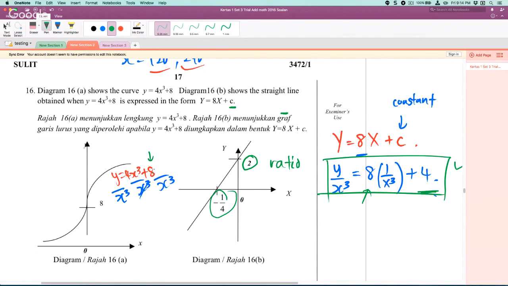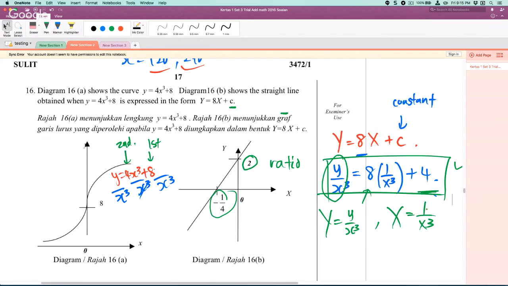So since 8 cannot be constant, you want to make this one become the constant. This is the first constant, then you have to make 4 become constant. This is the reason why I get the idea that I need to divide it by x to the power of 3. All right, after I solve it, I actually get this one. And this one is my y. My capital Y equals y/x cubed, and my capital X is equal to 1/x cubed. It's totally the same as the marking scheme.